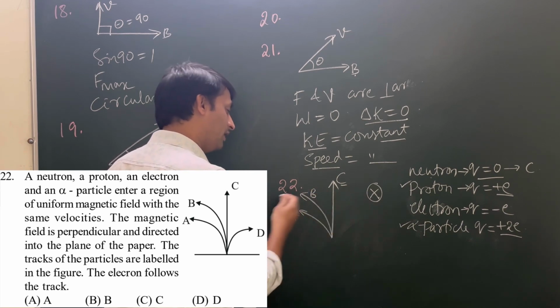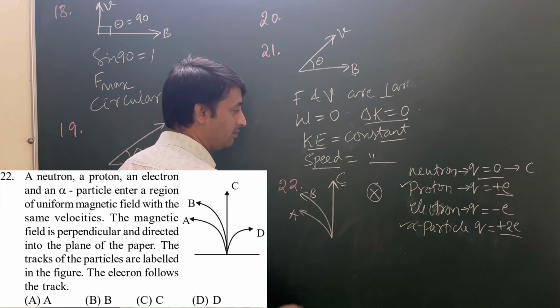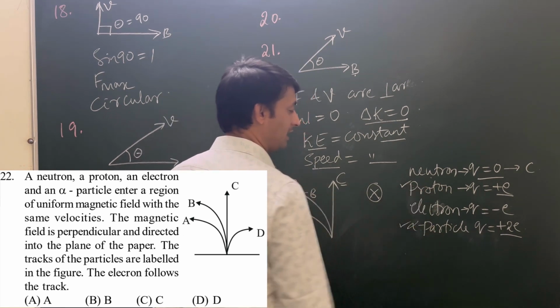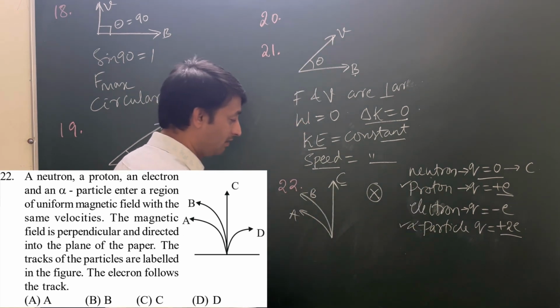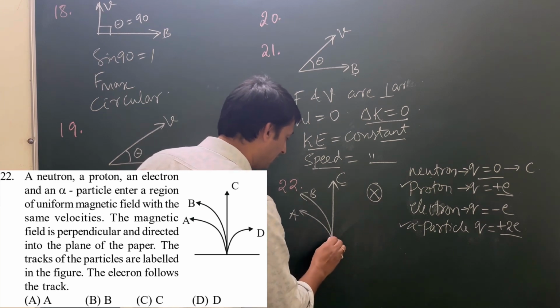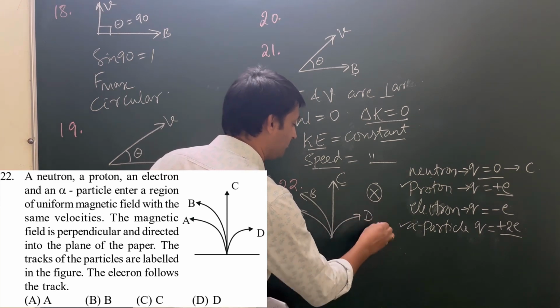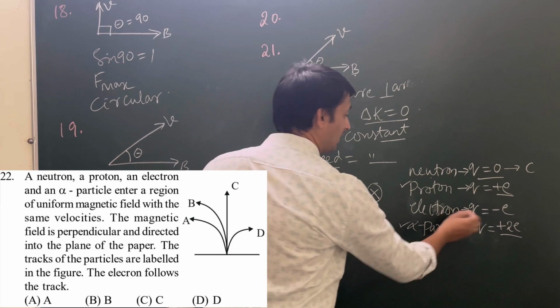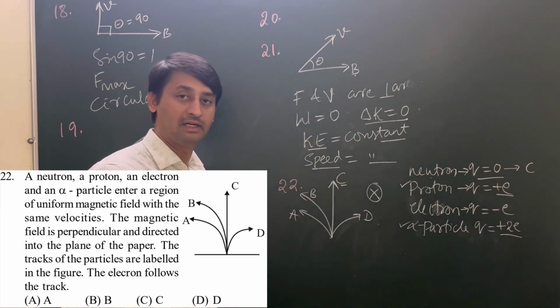two particles are moving towards the left. So which particles should these two be? One should be a proton, the other should be an alpha particle. Then which is the remaining particle? The remaining particle is D. D should be an electron.